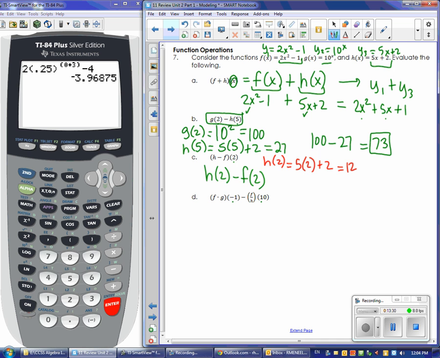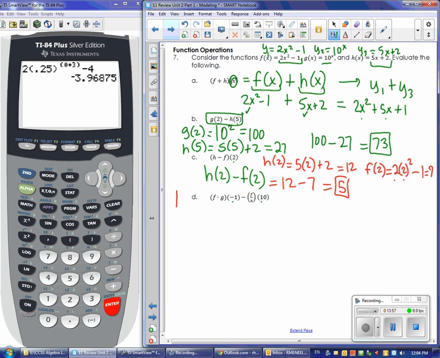And my function f of 2 is 2 times 2 squared minus 1. Use your order of operations here, or you just plug the whole thing into the calculator. I'm going to do my 2 squared first. That's 4. 4 times 2 is 8. Minus 1 gives me a 7. And so now if I want to do h of 2 minus f of 2, I'm looking at 12 minus 7, and that gives me 5.